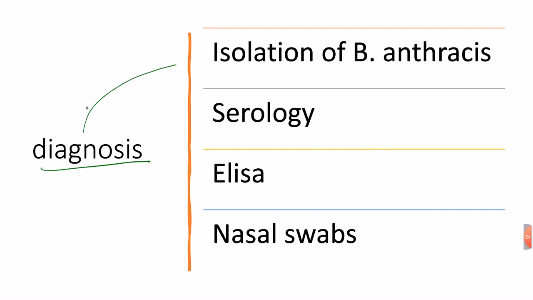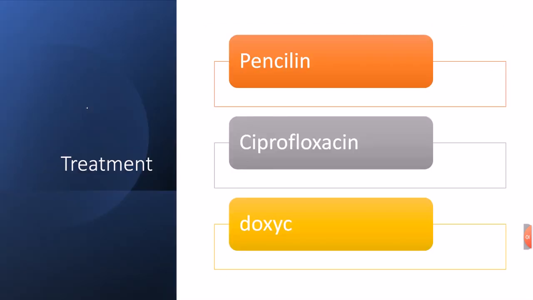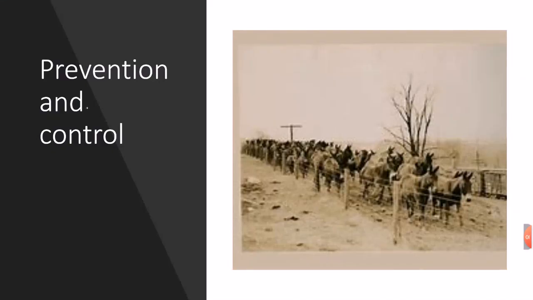In the diagnosis, these things are common: isolation of Bacillus anthracis. We have to isolate the Bacillus anthracis from the animal body with the help of serology, ELISA, and nasal swabs. In the case of treatment, penicillin is common, and ciprofloxacin is commonly used in farm animals. On the other hand, doxycycline. Doxycycline, ciprofloxacin, and penicillin.